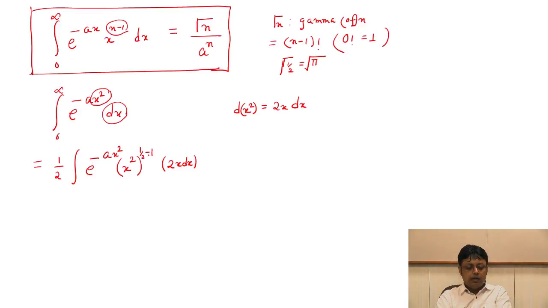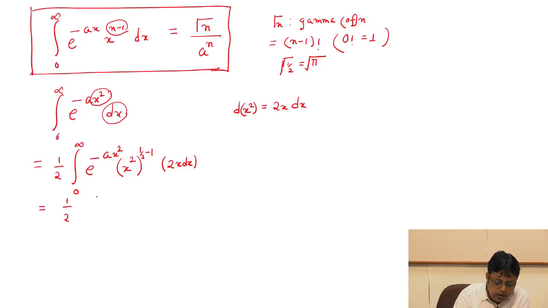So this entire thing, e to the power minus x square, I can write it like this. In the next step, since x is going from 0 to infinity, I'll write it as half, integral 0 to infinity, e to the power minus a x square, x squared to the power half minus 1, d of x square.